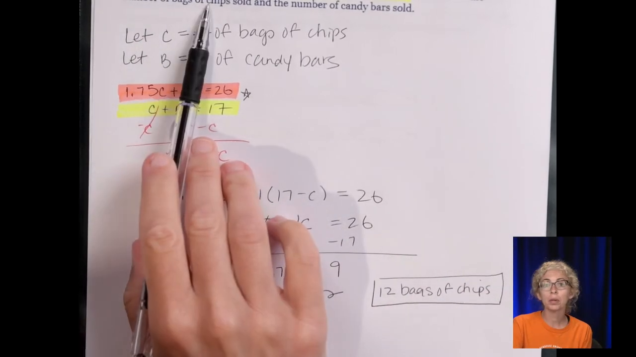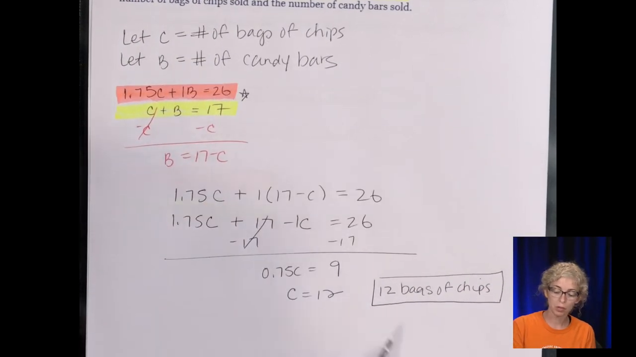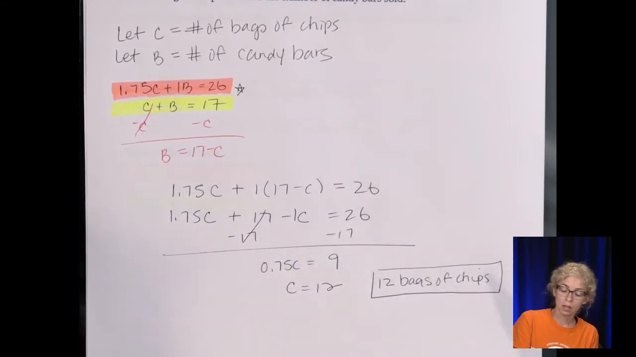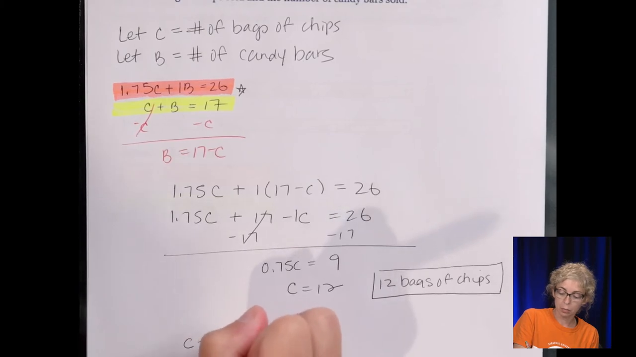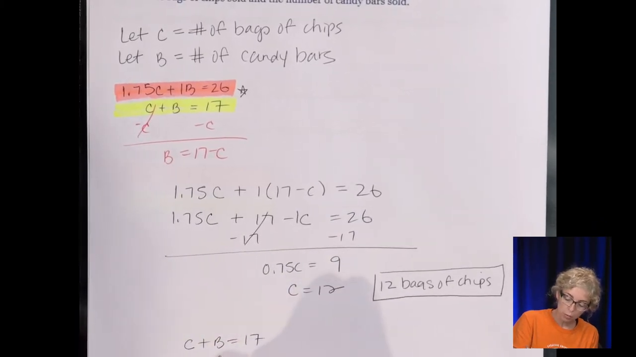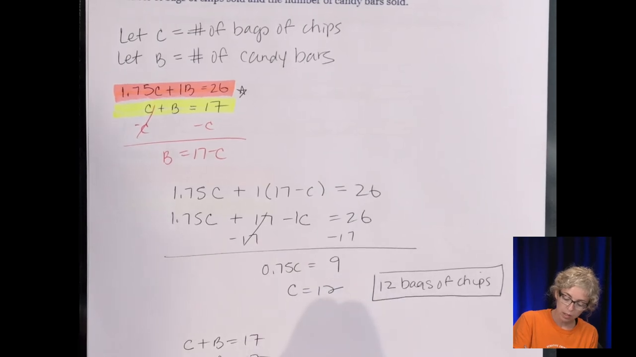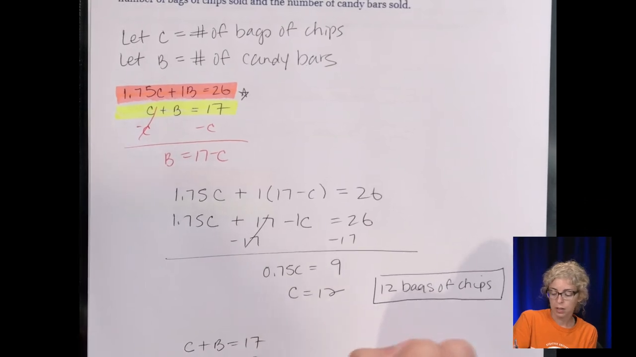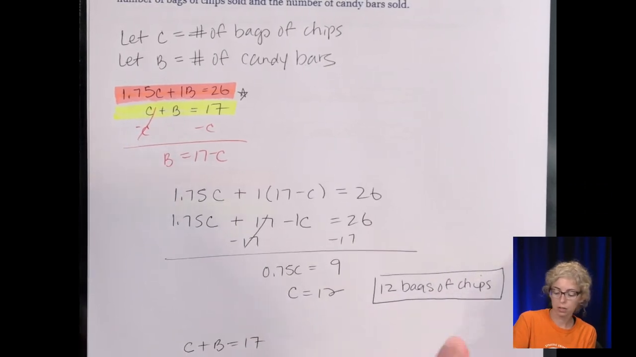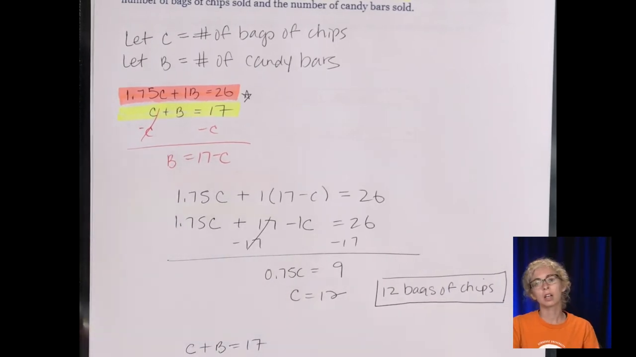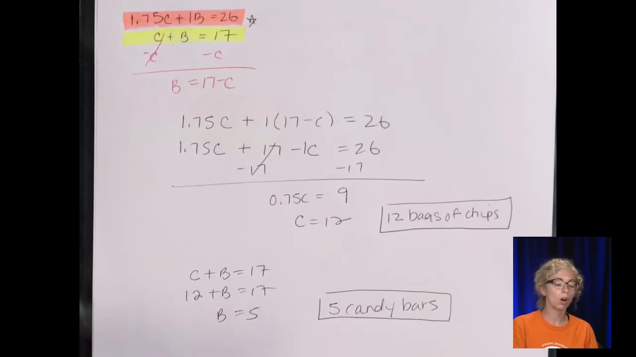Now I want to find the number of candy bars. So I have to go back to this equation. I'm going to use the yellow one because it's an easy C plus B equals 17. And if I know C is 12, 12 plus what gives us 17? 5. So we have 5 candy bars. You don't have to answer word problems in terms of a sentence, but you should always include your units.